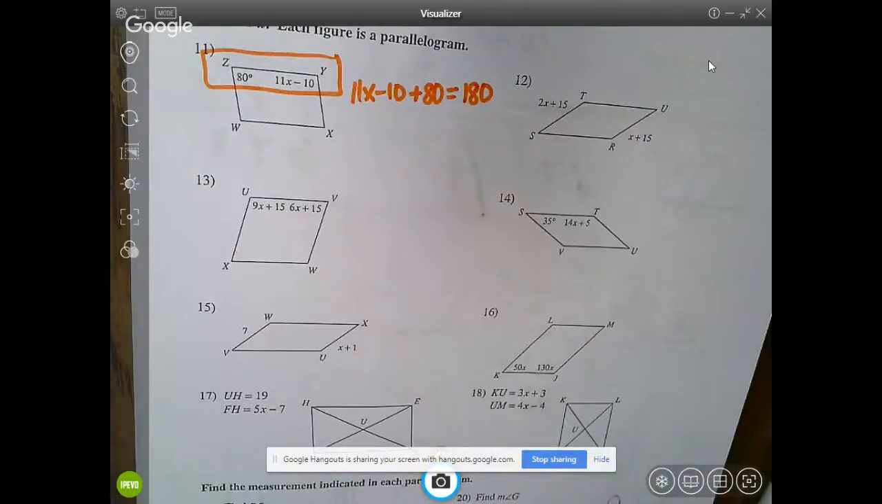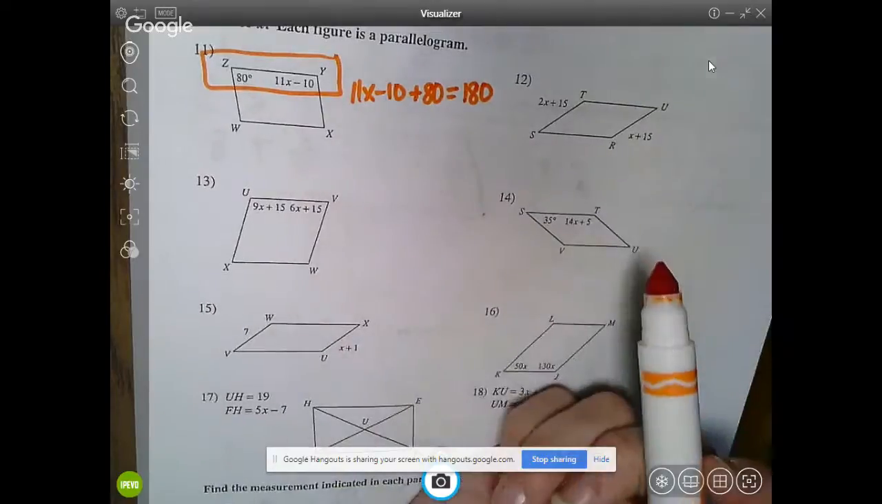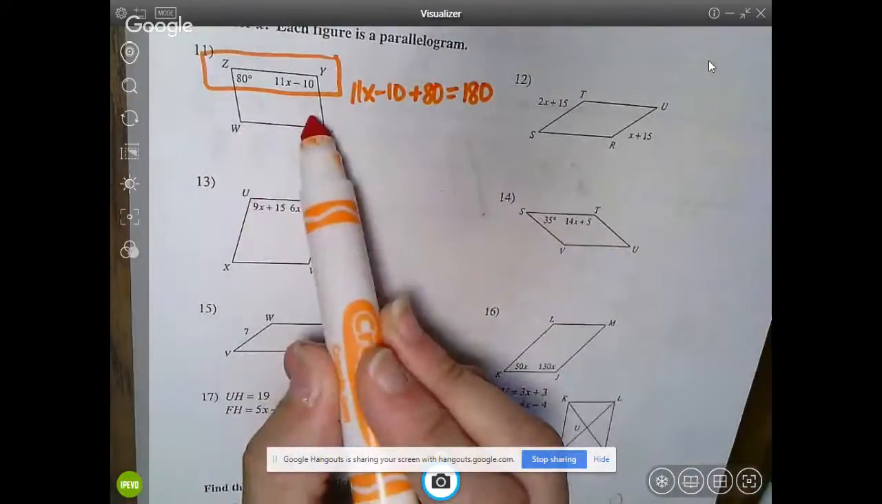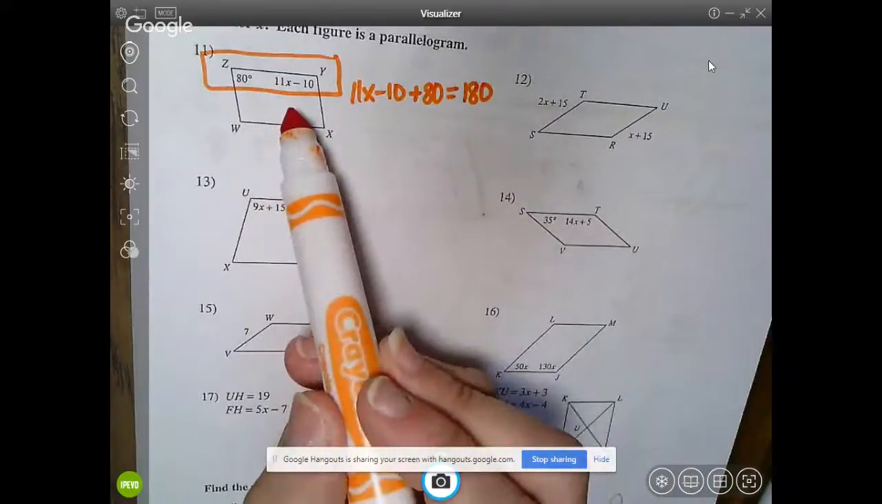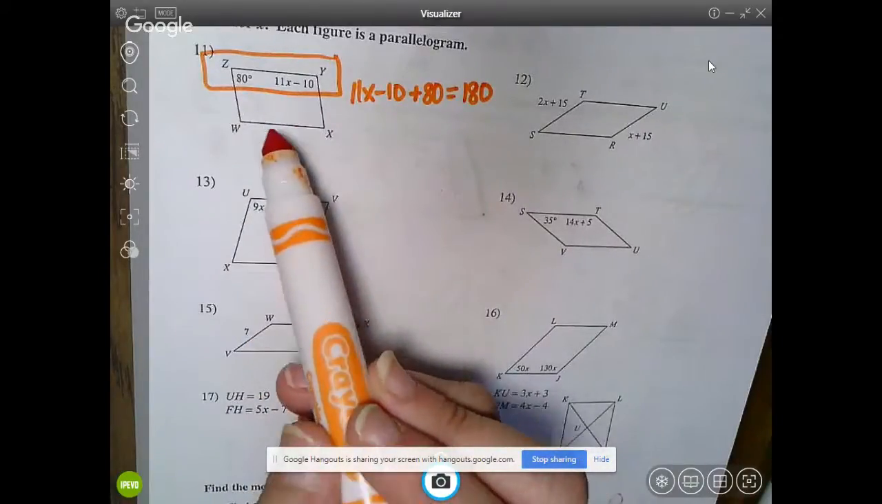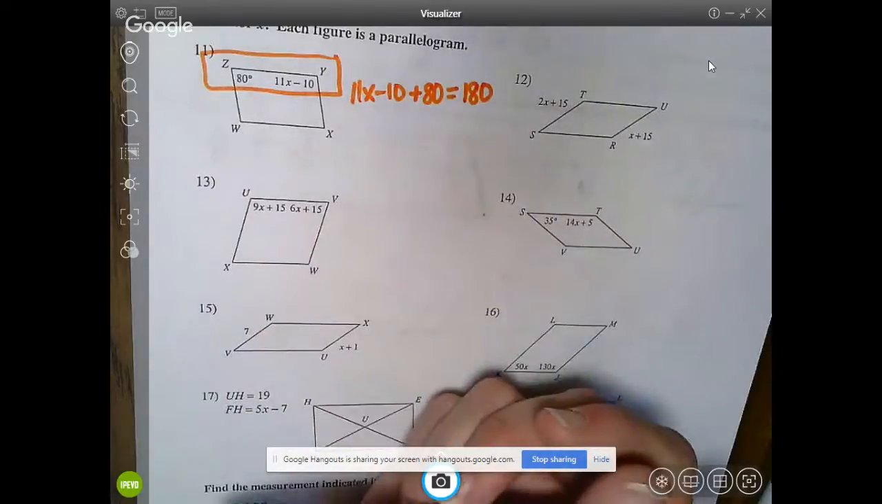If you're just asking for x, wouldn't you do 11x minus 10 equals 80 because they're consecutive? Nope. If they were opposite, they are equal to each other. Consecutive equals 180. All four angles together equal 360. Because if we had these two here, then it would be 360. We could do 80 plus 11x minus 10 plus 80 plus 11x minus 10 equals 360.